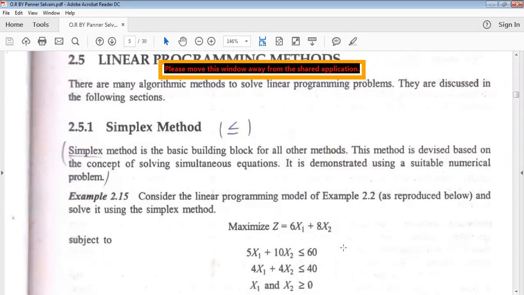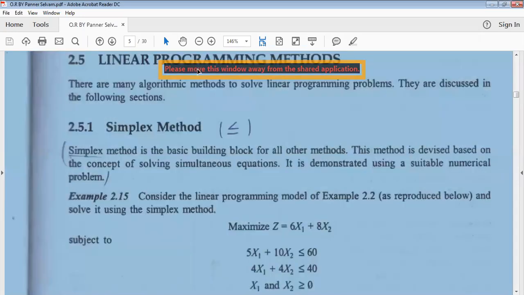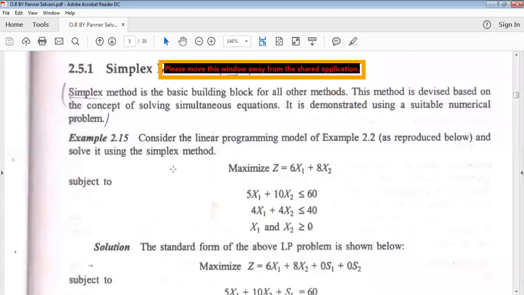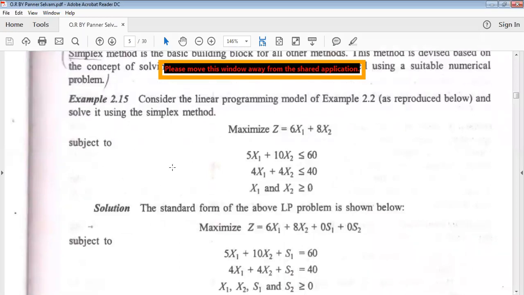So this is another thing, the simplex method for linear programming problems. The simplex method is the basic building block for all the other methods. This method is devised based on the concept of solving simultaneous equations. It is demonstrated using a suitable numerical problem. So here there is a particular problem. Try to understand carefully. Consider the linear programming model of example 2.2 and solve it using the simplex method.